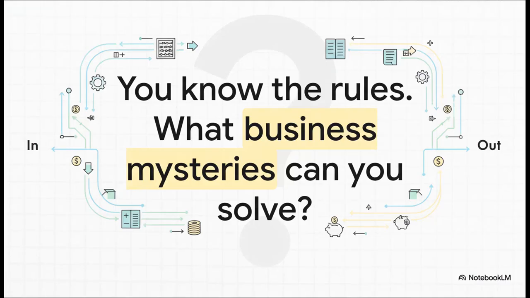So there it is, debits and credits, totally demystified. It was never really about left versus right, was it? It's all about a simple, logical flow, what comes in and what goes out. And when you use this framework, you're not just memorizing rules anymore. You're actually starting to think like an accountant. Which leaves me with just one question for you. Now that you know the rules, what other business mysteries are you ready to solve?